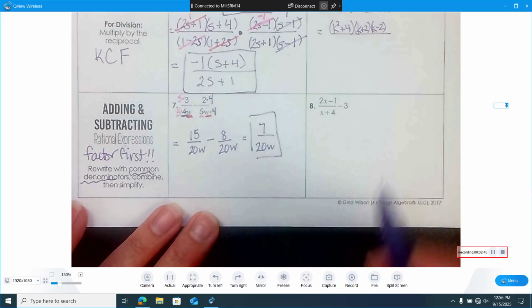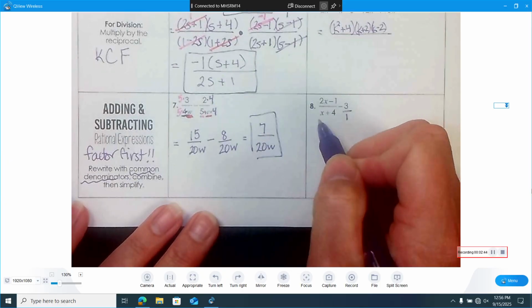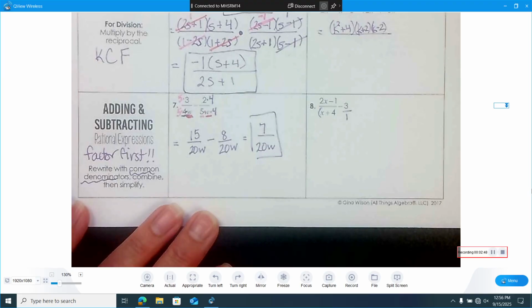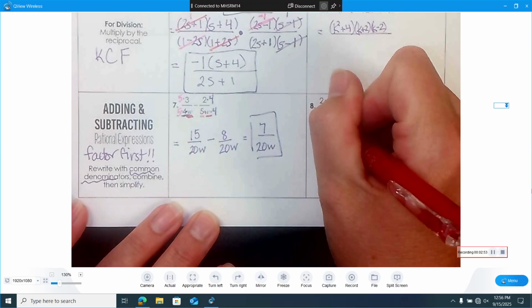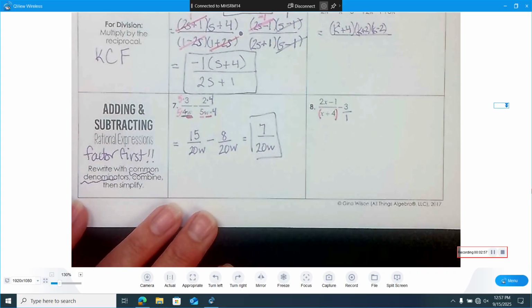Number 8 here. What's the denominator on 3? Yeah, we do have a denominator of 1. And x plus 4, this in and of itself is its own little factor. Because it's connected by addition, it doesn't break apart. So that is a factor. And our other denominators are 1.